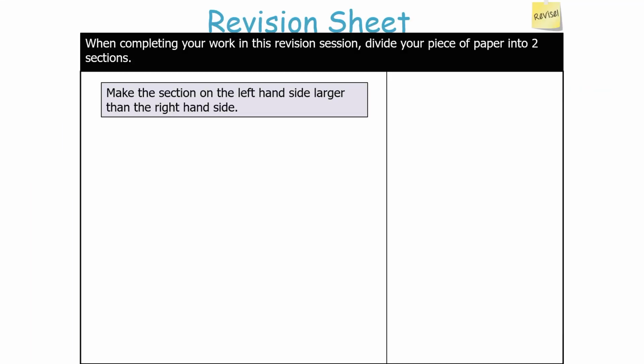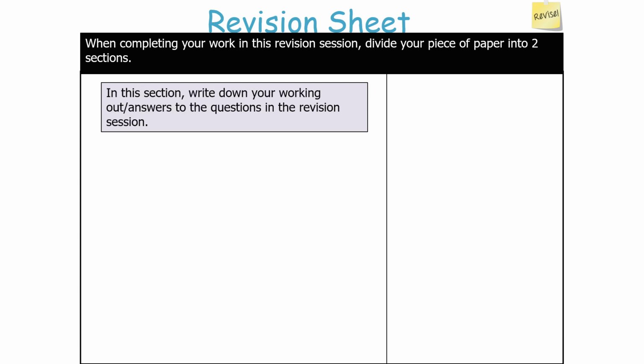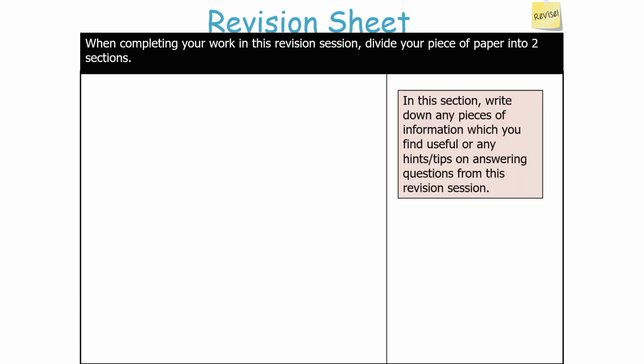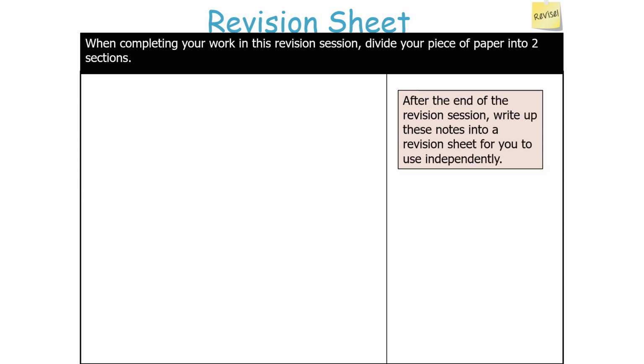So how should you prepare for revision in this particular revision session? Well, when you're completing your work, divide your piece of paper into two sections. Make the section on the left hand side larger than the right hand side, and in the left hand side write down any working out and answers to the questions. Make sure to write your answers in full sentences and show your full working out. On the right hand side, write down any bits of information which you find useful, or any hints and tips on answering questions from this revision session. After the end of the session, write up these notes into a revision sheet for you to use independently.